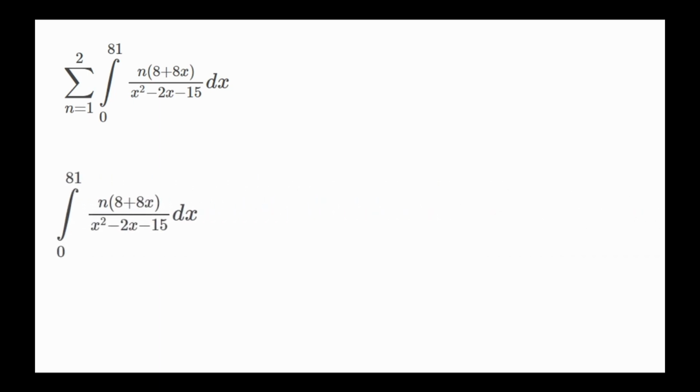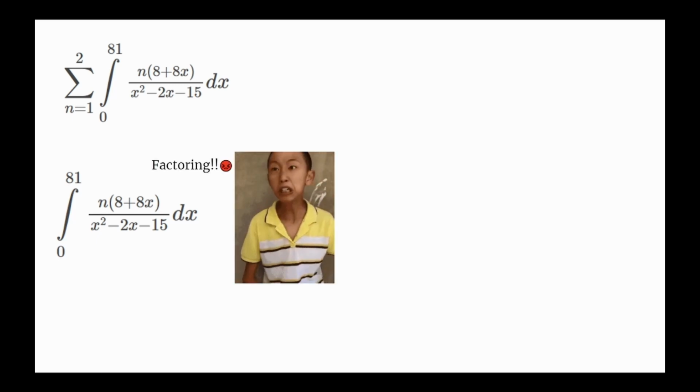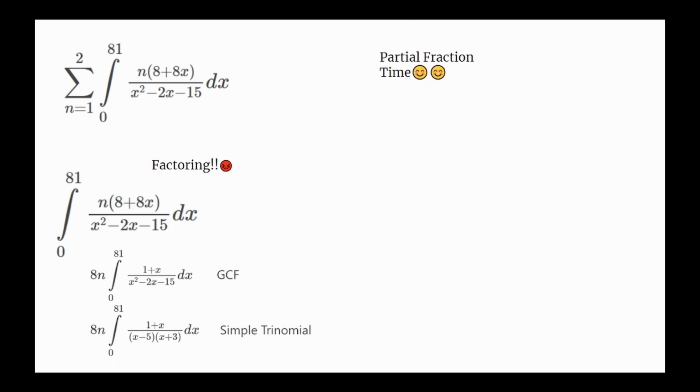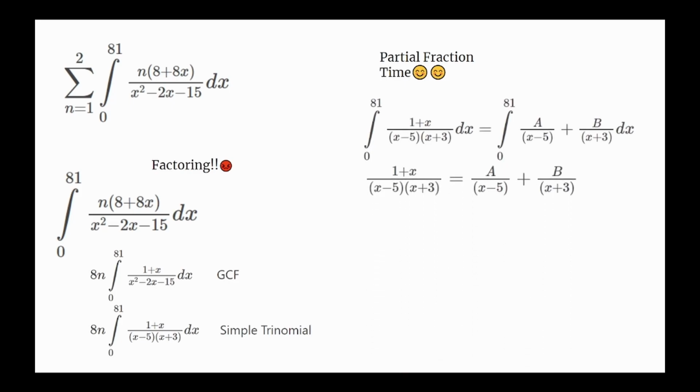And yeah, so here's our integral. Factoring time, which everyone hates. So first we'll do GCF in the numerator, and then factor out using a simple trinomial method in the denominator. And now our integral is ready for partial fractions. So we want it to look like that. So we'll get the integrands, set them equal, and solve for a and b.